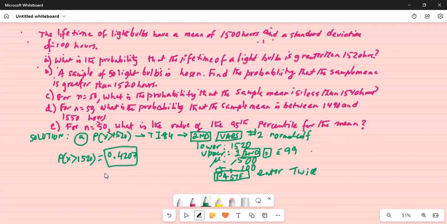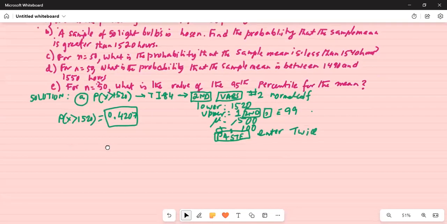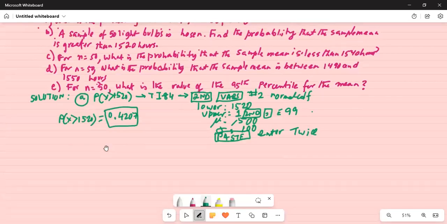Okay, so let's create some more space for the other parts. In part B, we are selecting a sample of 50 light bulbs. So in part B, sampling distribution, we will work with the sampling distribution, which is the probability distribution of sample means, for n equal to 50.